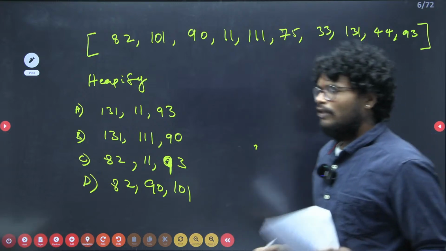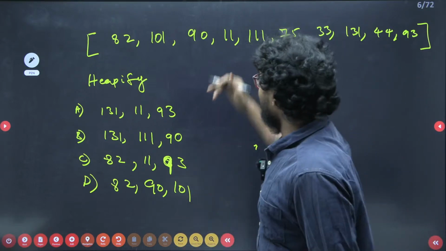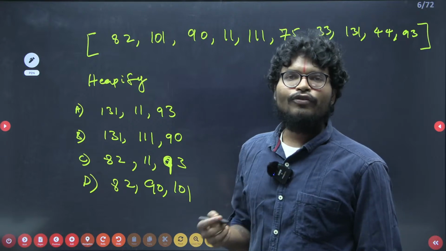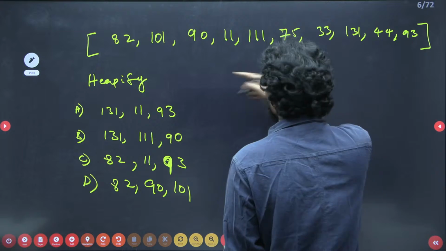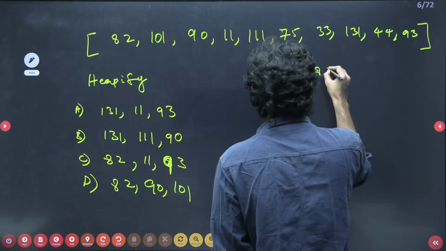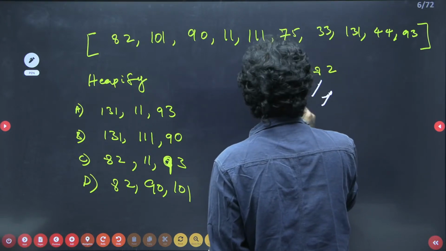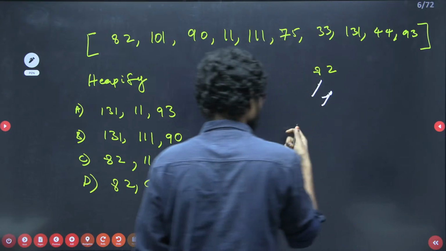So now let us first try to heapify the given array. So how do we do that? First, you construct a complete binary tree with the elements given in the array. So we have 82 here. In the next level, 101.